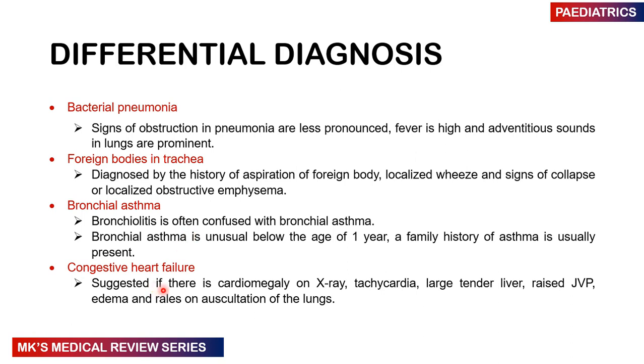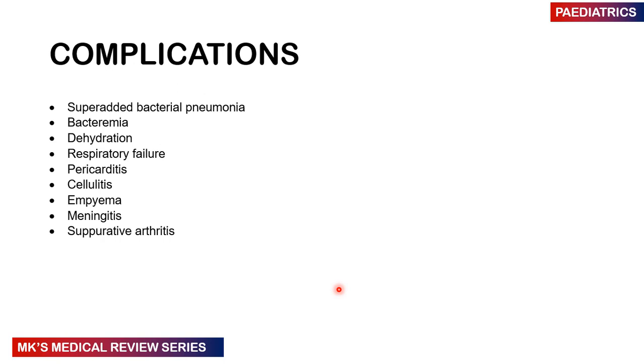Then with congestive heart failure, you may see some features on the x-ray like cardiomegaly. There may be other features on examination like tachycardia, a large tender liver, raised jugular venous pulse or pressure. You may also have edema, and of course you may have some crepitations when you auscultate the lungs. Just to end this lecture, what are some of the complications that we may see with bronchiolitis? Like I said, there may be a superadded bacterial infection, which may warrant the use of antibiotics. You may have bacteremia, dehydration, respiratory failure, pericarditis, cellulitis, emphysema, meningitis, and even suppurative arthritis.